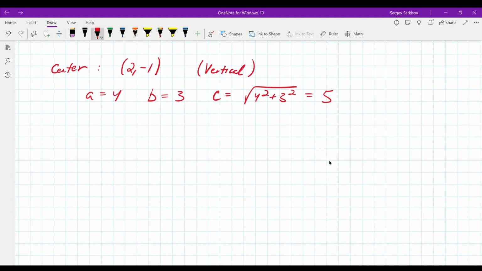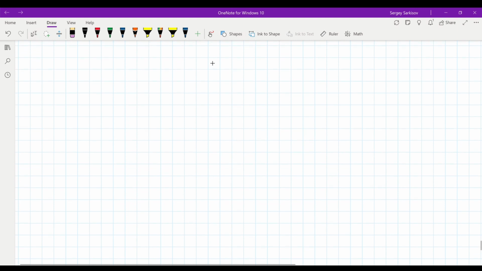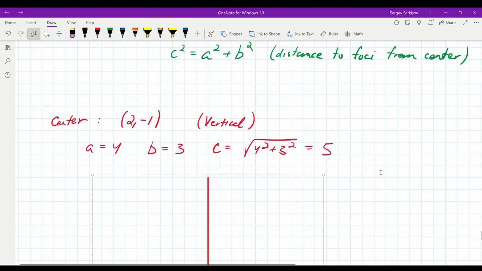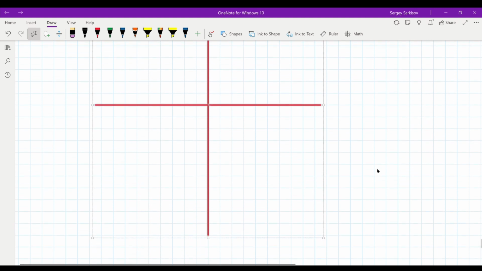Okay, and we're going to draw our last graph. This is the only other one we had left to do, the conic section. What is our center? 2, negative 1. All right, so we have 2 and down 1. Okay, A was a 4. So go right 1, 2, 3, 4. Left 1, 2, 3, 4.